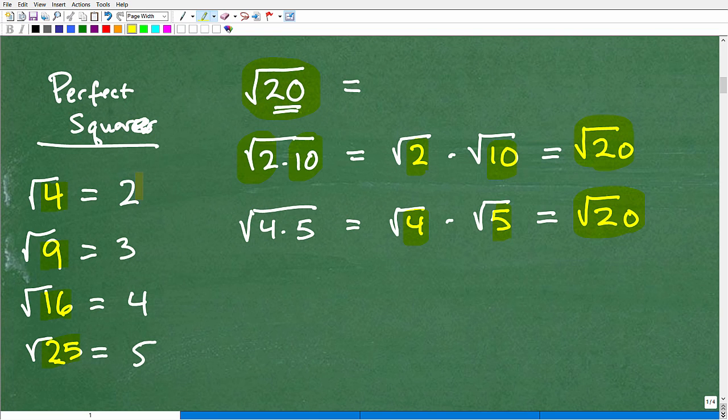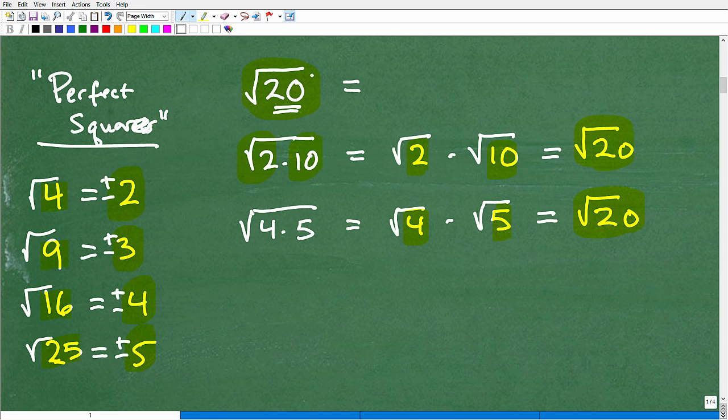Now technically, in the set of real numbers, the square root of 4 is really plus or minus 2, or the square root of 9 is really plus or minus 3, the square root of 16 plus or minus 4, the square root of 25 plus or minus 5. So make sure you understand that as well. But what I want you to understand is this term, perfect squares. We want to be on the lookout for these.